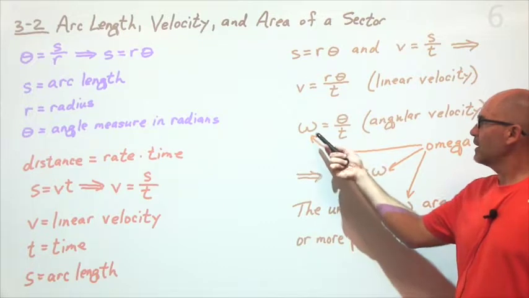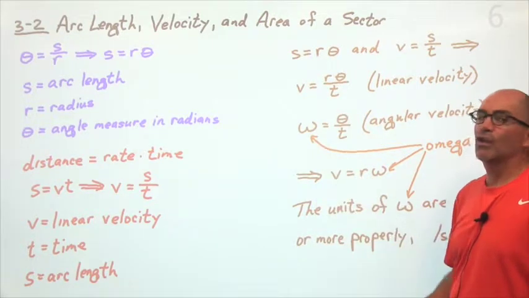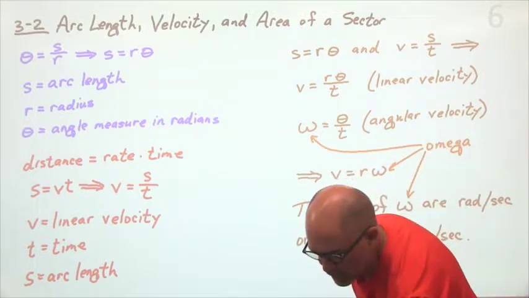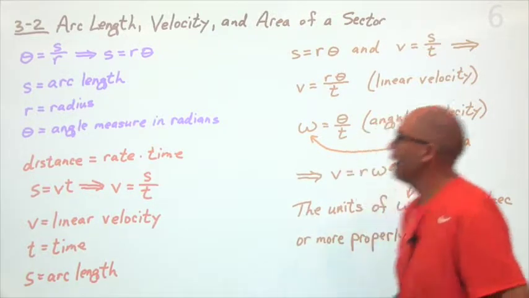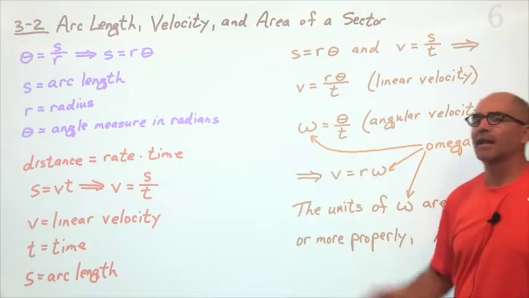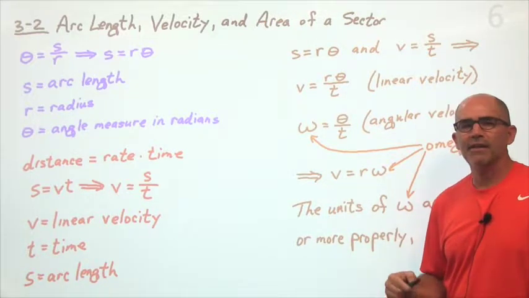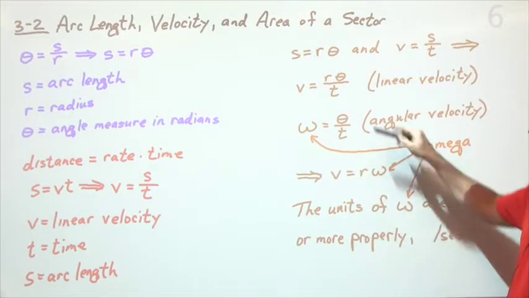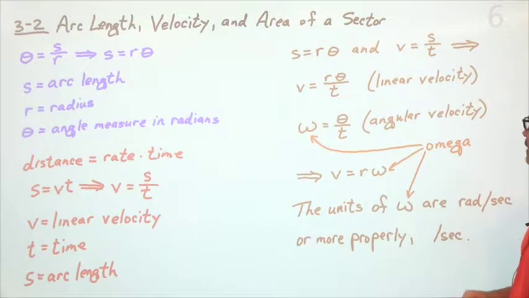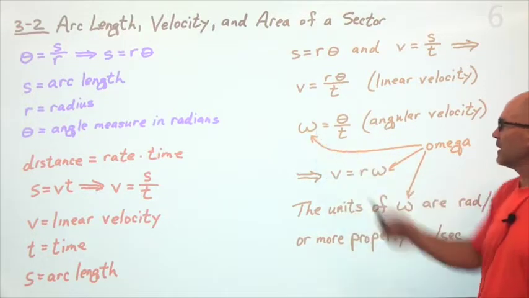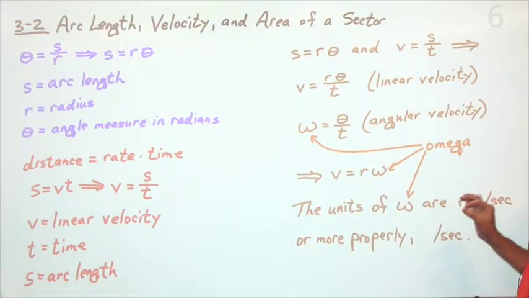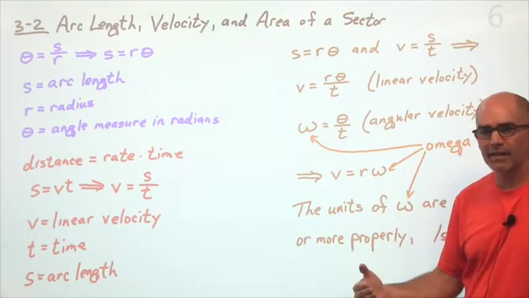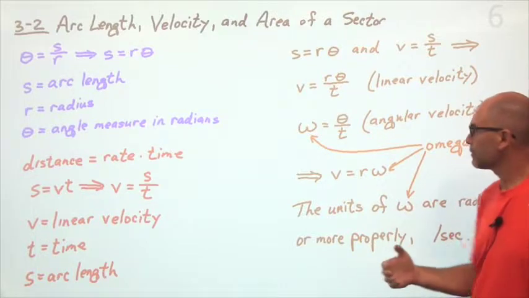Now, this symbol looks like a W, but it's not. Okay, this symbol is a Greek lowercase omega. So it's omega equals theta over t, angular velocity. Now, angular velocity is basically saying how many radians per second am I turning.